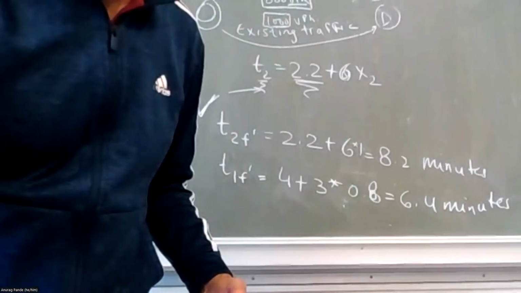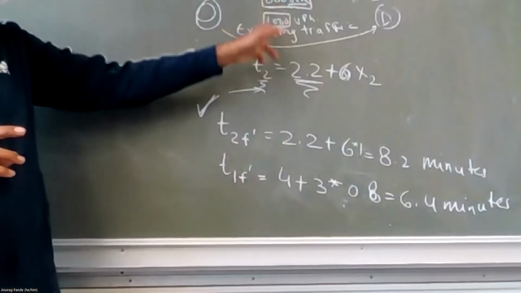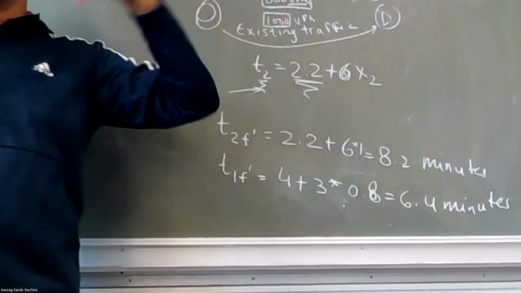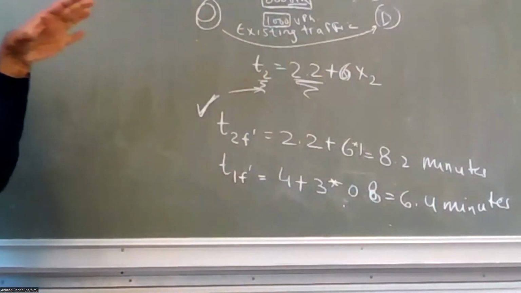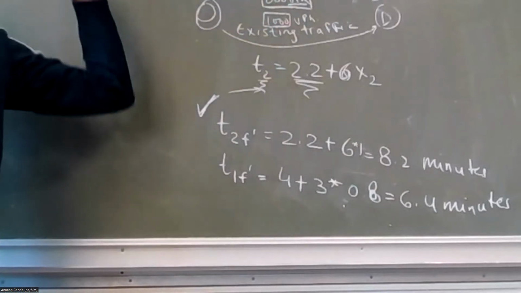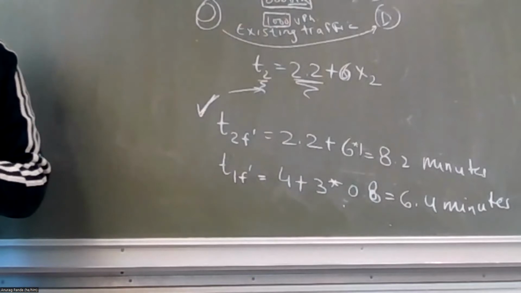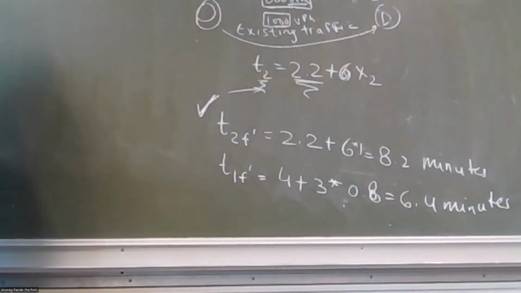Pause the recording. So the question is, is this existing traffic included? It's not included in the 3800. Because these routes are part of a larger network, this traffic is serving other origin destination pairs. So no, this is not part of the 3800.